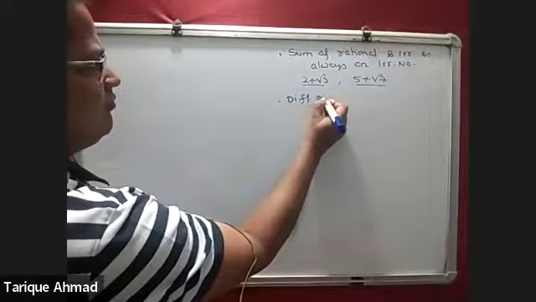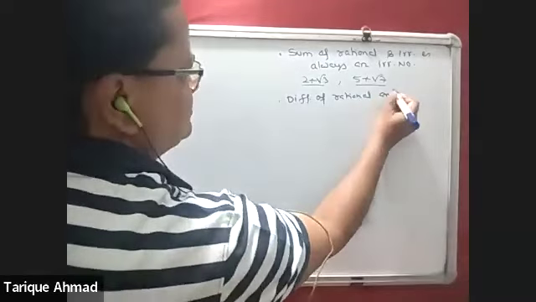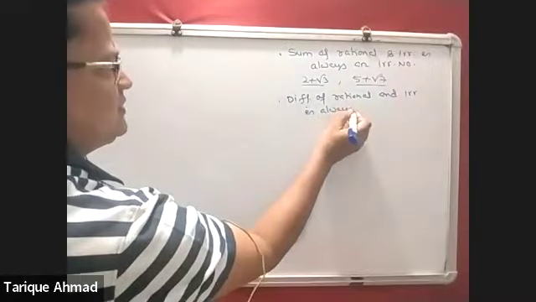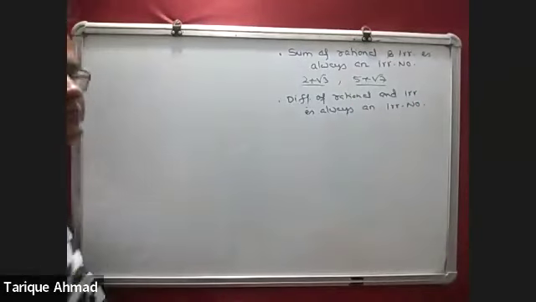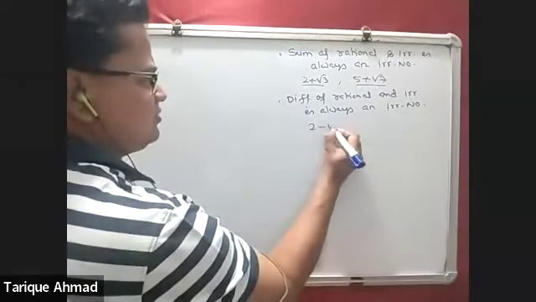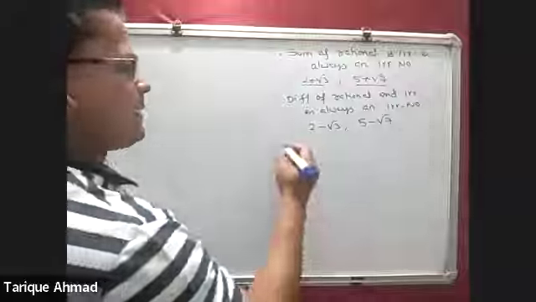Difference of rational and irrational is always an irrational number. Same, 2 minus root 3, 5 minus root 7. These are also examples of irrational numbers, right? Yes.